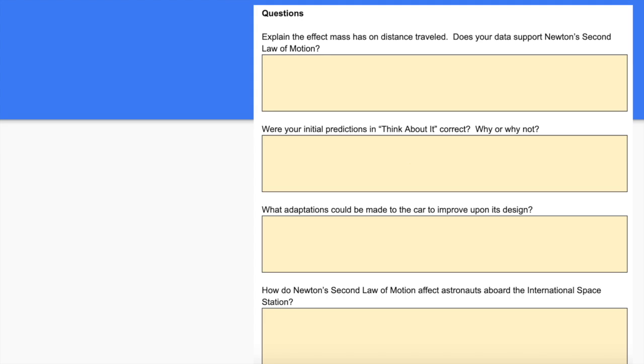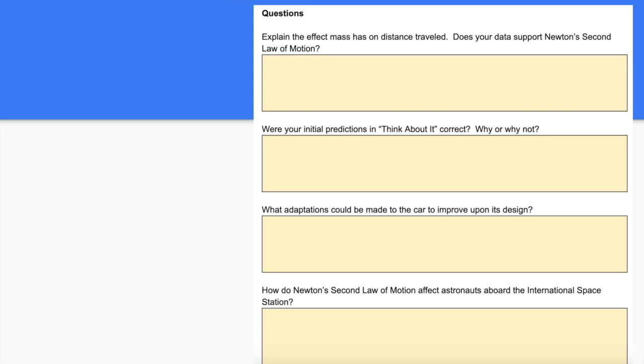So that first question, explain the effect mass has on distance traveled. A lot of people answered that. They said that with a higher mass, as you added more pennies, the cart didn't travel as far. But not as many people explained the second part of that question.